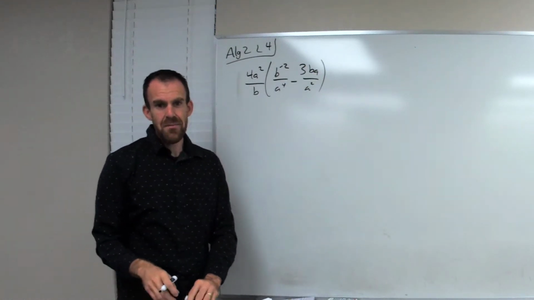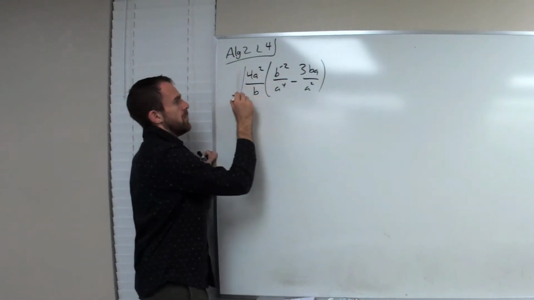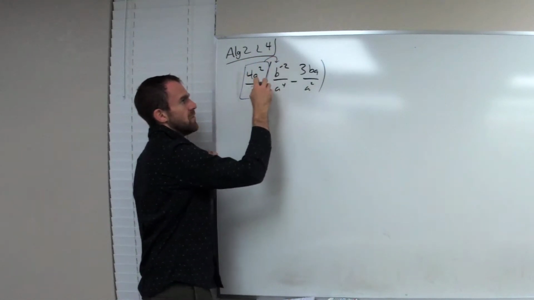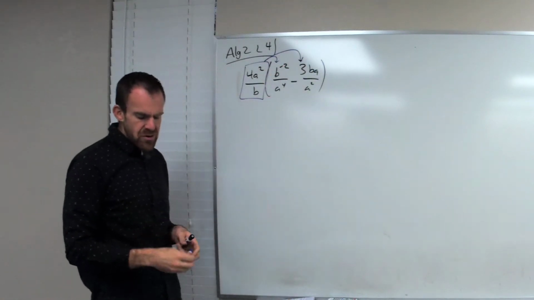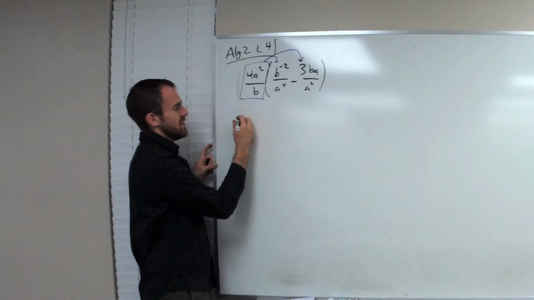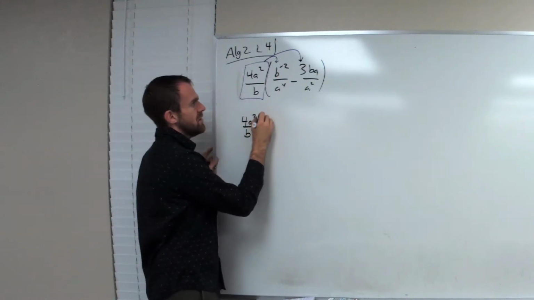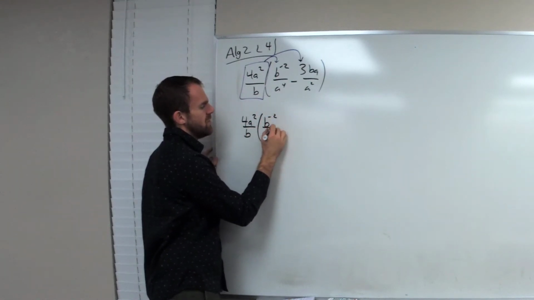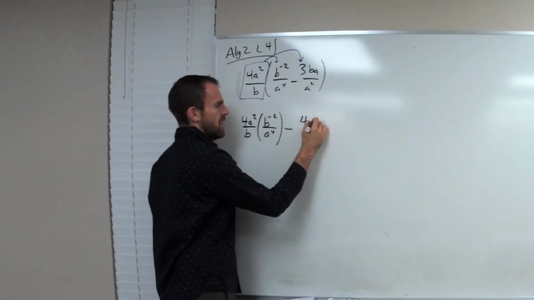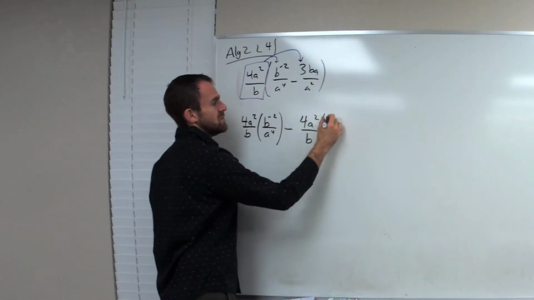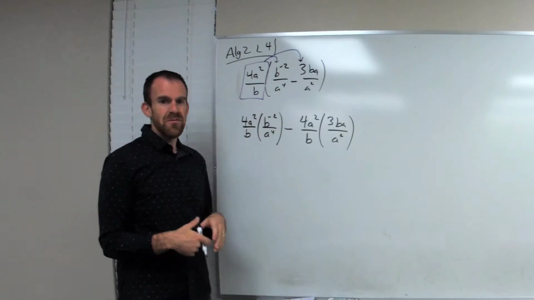So your first step is going to be to take whatever's in front and put that in front of the first term and in front of the second term. Just like distributive property would normally do, we just have ugly things now. So we have 4a squared over b, which is the front, times b to the negative 2 over a to the fourth, minus, now we're going to copy this again here, 4a squared over b times 3ba over a squared. From there, we're going to simplify as normal.